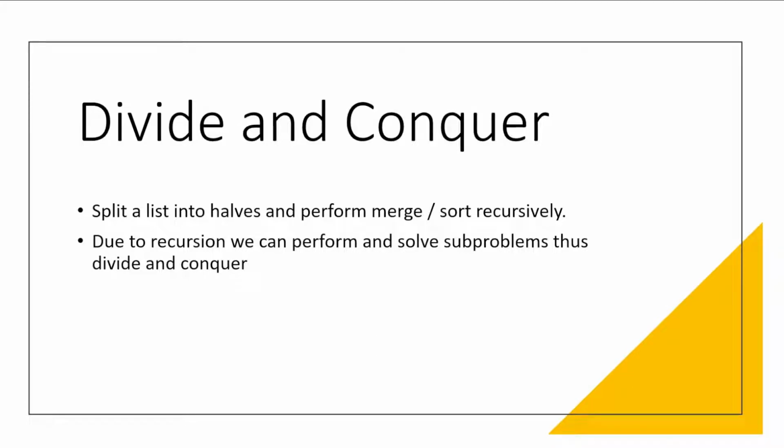The divide and conquer from merge sort comes because we are splitting up the list into halves, and then we're performing this merge and sort in a recursive manner. So when we think about this pattern of recursion, splitting up those halves and merging and sorting them together, we're trying to solve the problem of sorting using divide and conquer by separating it into those halves.